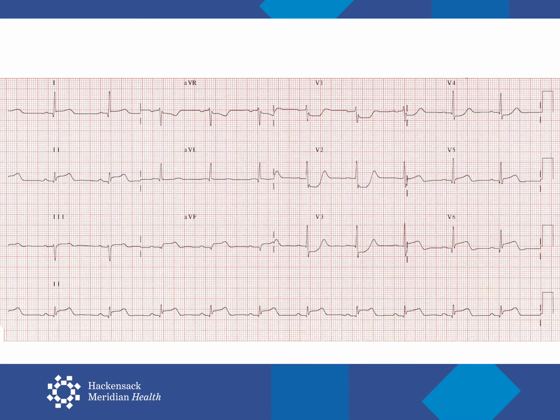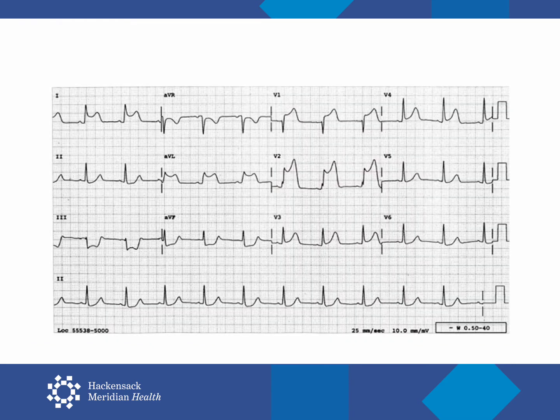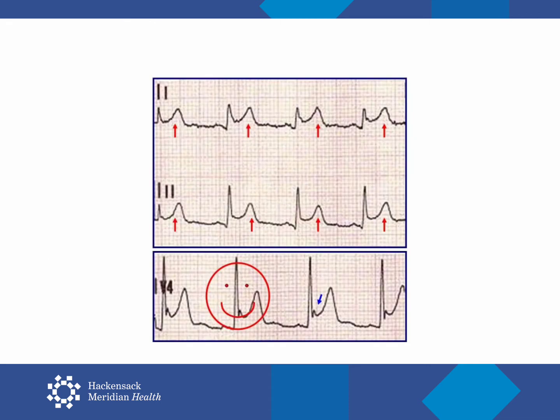One more true posterior MI with minimal, although not non-existent, ST segment elevation in the inferior leads. This is again an inferoposterior MI. And one more time, ST segment elevations in the anteroseptal leads, as well as 1 and aVL, with a reciprocal T-wave in 3 and aVF. This is an anteroseptal MI. Now here we see ST segment elevation. Does this represent a myocardial infarction?